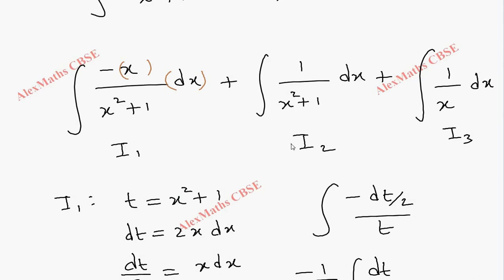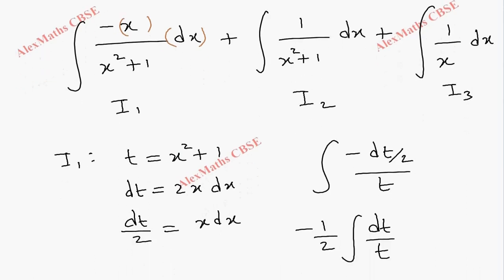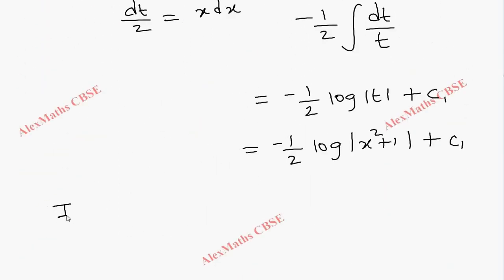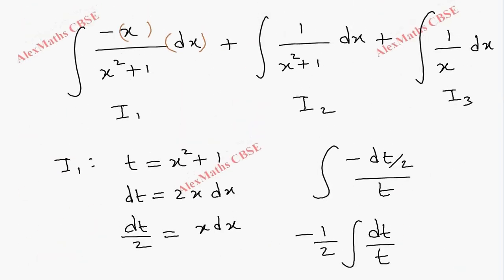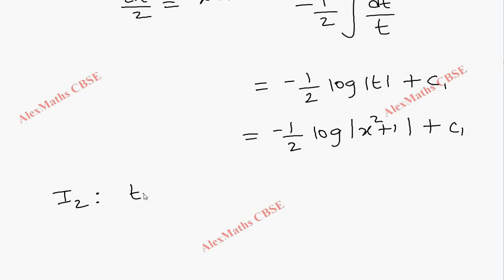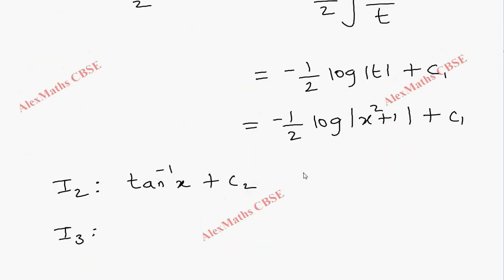Now coming to I2, this is a direct formula, and I3 is also a direct formula. So for I2, the integration of 1 by x square plus 1 is tan inverse x, and we have to take an integration constant c2. And coming to I3, this is also a direct formula, the integration of 1 by x is log mod x plus c3.